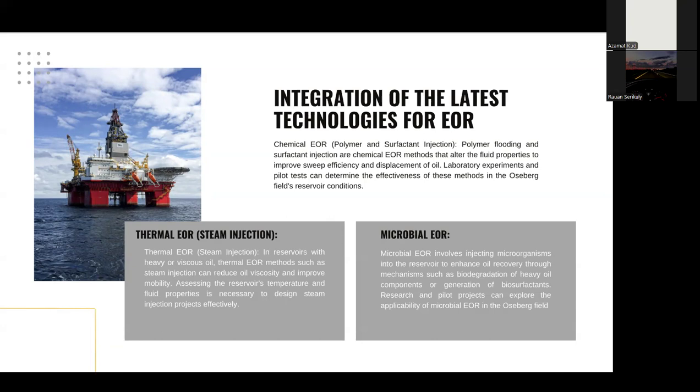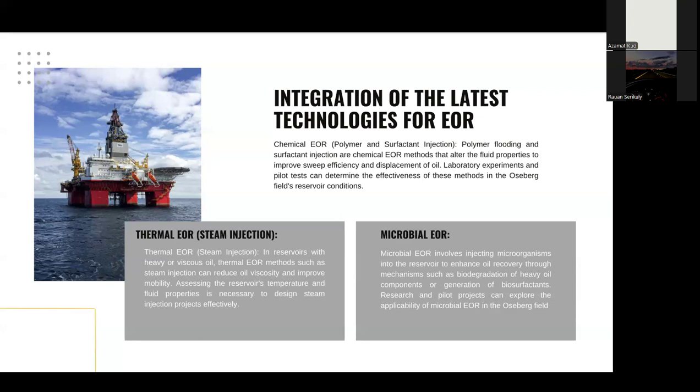So chemical EOR methods like polymer and the surfactant injections. Polymer flooding and the surfactant injection are chemical EOR methods that alter the fluid's properties to improve the sweep efficiency and the displacement of the oil. Laboratory experiments and pilot tests can determine the effectiveness of these methods in the Oseberg field reservoir conditions.